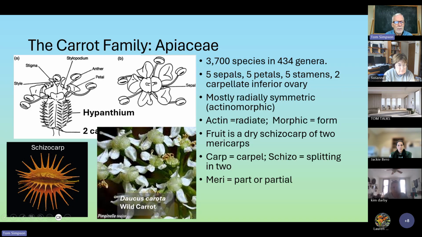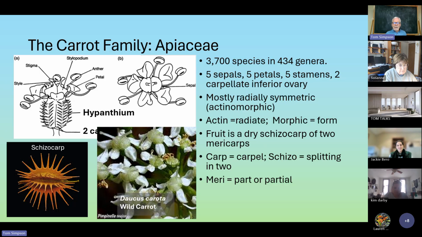And this is the fruit. The fruit is two carpels. Remember, two folded leaves made up the original ovary of the carrot family. And it splits apart into two pieces. Again, overload of terminology, but you can impress family and friends at dinner. If you're eating carrots, you can talk about how the fruit is a schizocarp composed of two mericarps, and schizo simply means splitting, and meri means part.